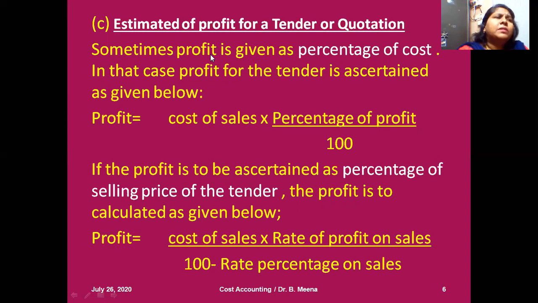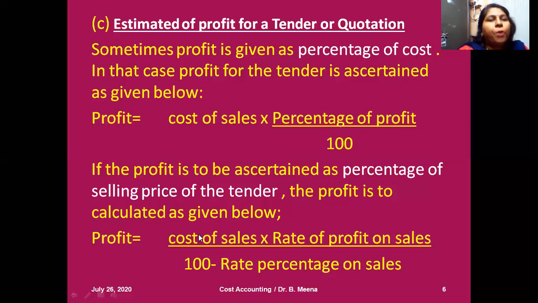In case the profit percentage is given on cost, calculate the total cost, that is the cost of sales. I already mentioned in the previous video, cost of sales is otherwise called total cost. So calculate the total cost in the tender into the percentage of profit. You will make use of this formula to calculate the profit when the percentage is given on cost. So please make a note of how to calculate the profit when the percentage of profit is given on cost.